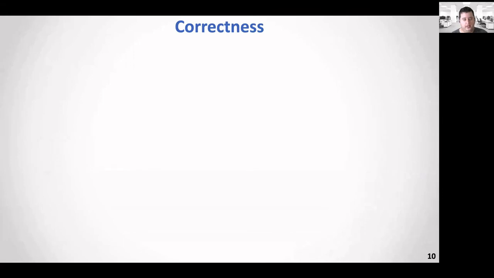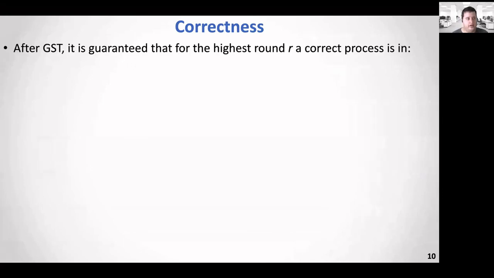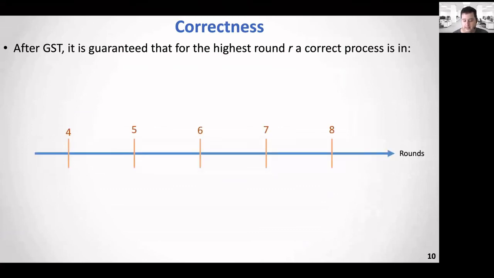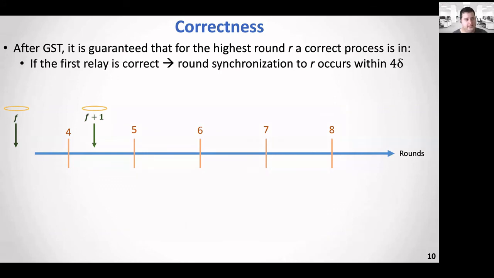I'll try to explain briefly the correctness behind the algorithm. So after GST, we look at the highest round R that a correct process is in. Let's look at an example, and let's say that there are F+1 correct processes currently in round 4 and F correct processes somewhere behind. The highest round that a correct process is currently in is round 4. And now those F+1 correct processes in round 4 try to enter round 5. The guarantee is that if the first relay of the round that the processes are trying to enter, in this example round 5, is correct, then round synchronization to that round will occur within 4 delta time. Again, delta is the upper bound on message delivery after GST.